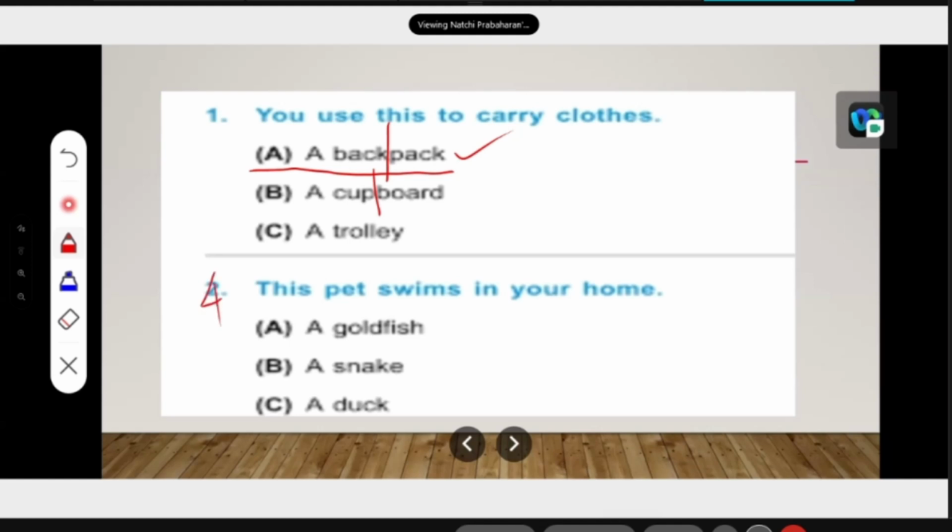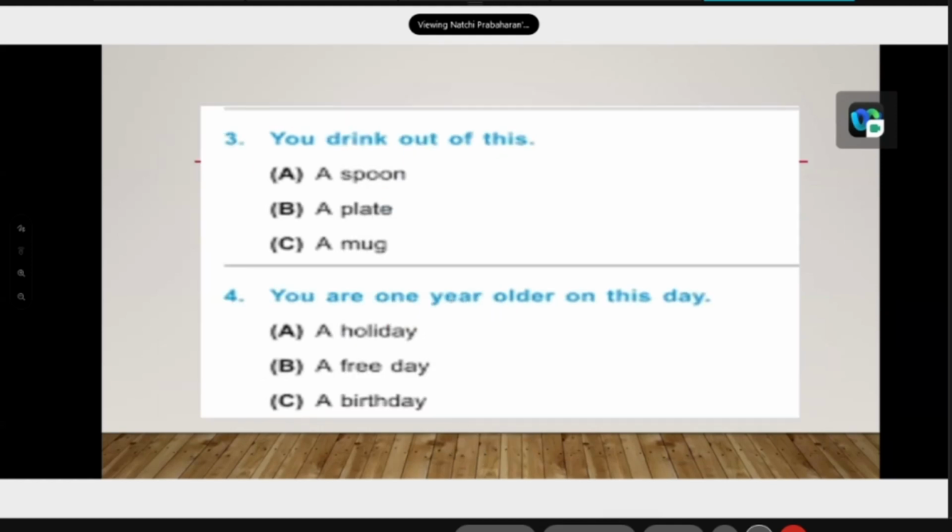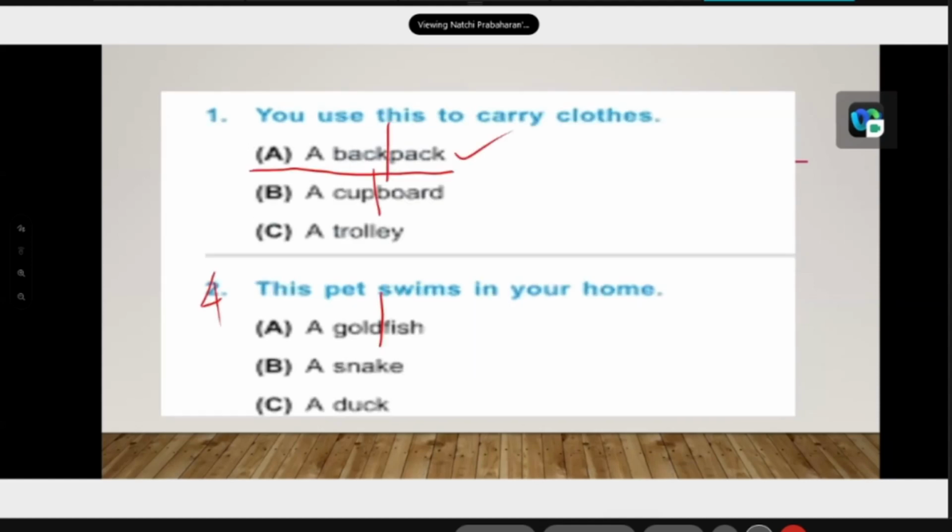This pet swims in your home. Answer the question. What are the options given? Read along with ma'am. A goldfish, a snake, a duck. This pet swims in your home. Which is the answer, children? Yes, a goldfish, right? Superb. A goldfish is the answer. Let's move on to the fifth question.